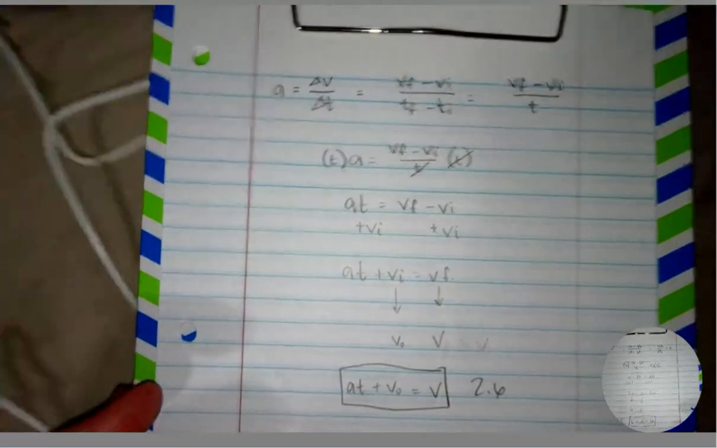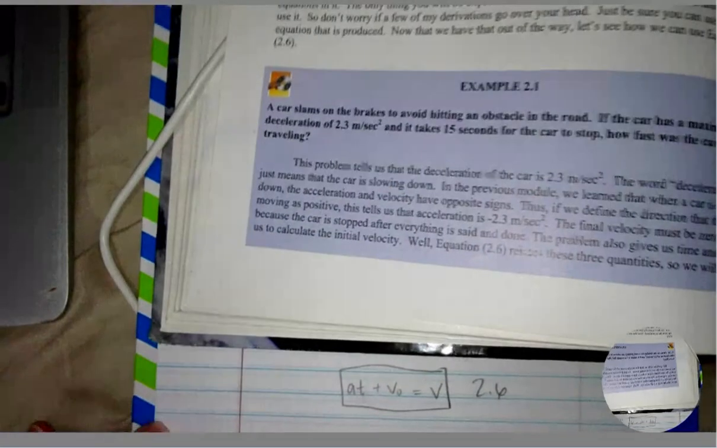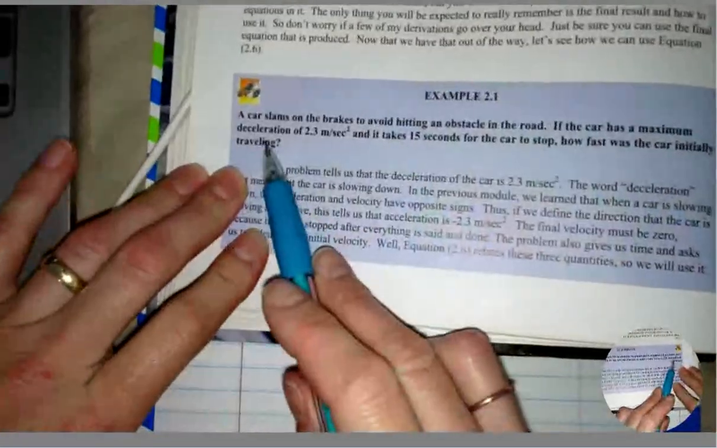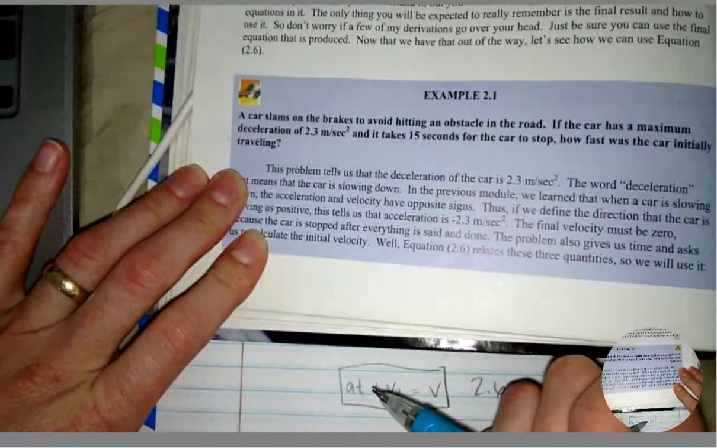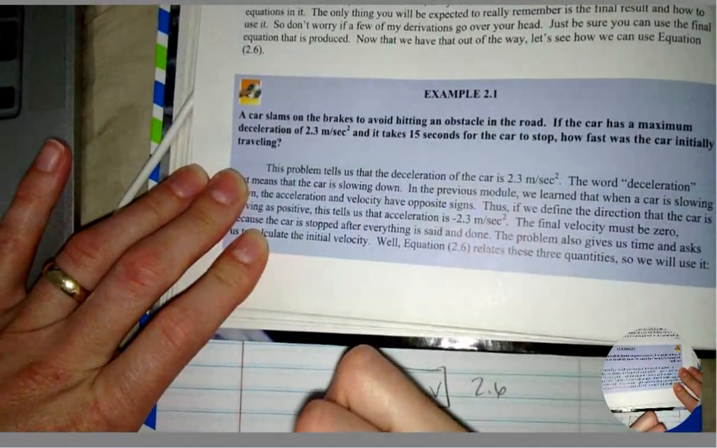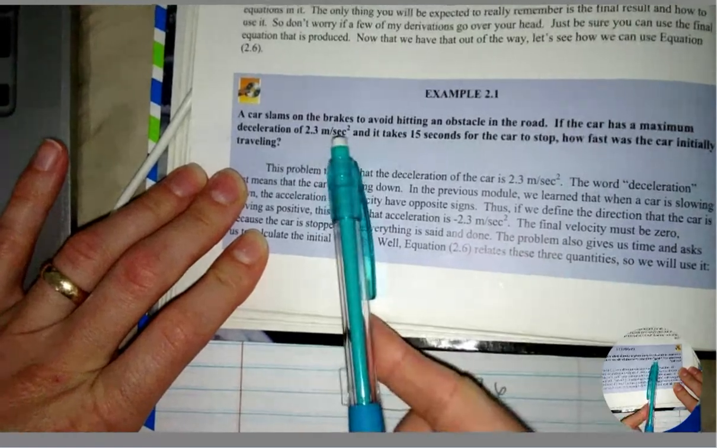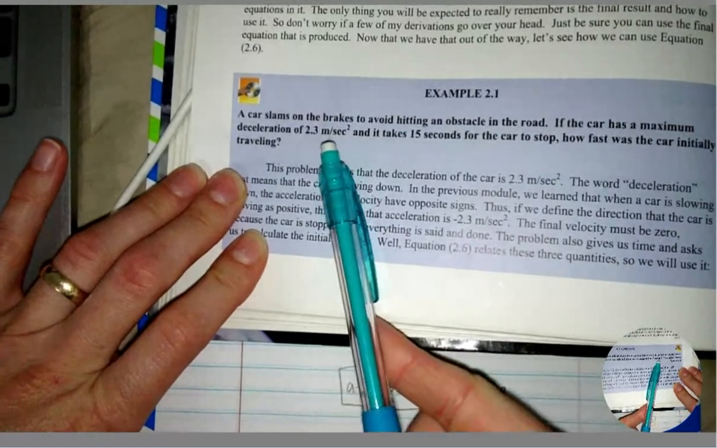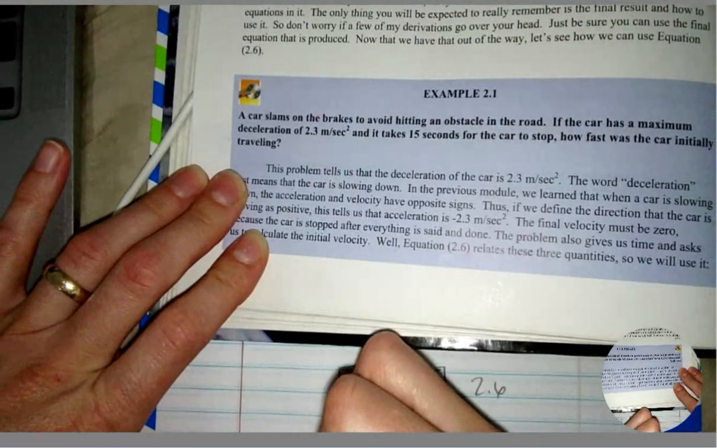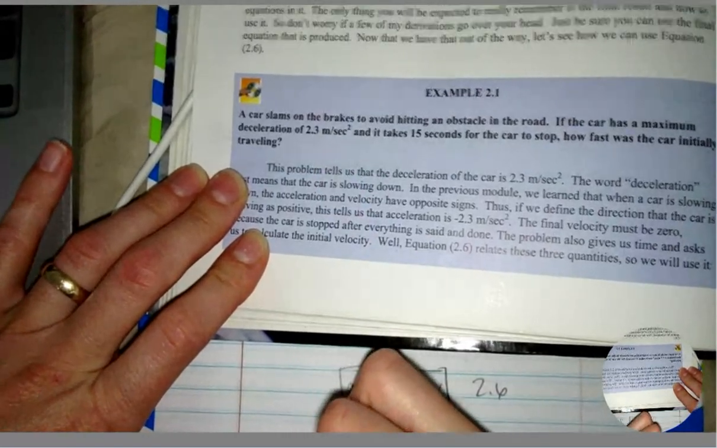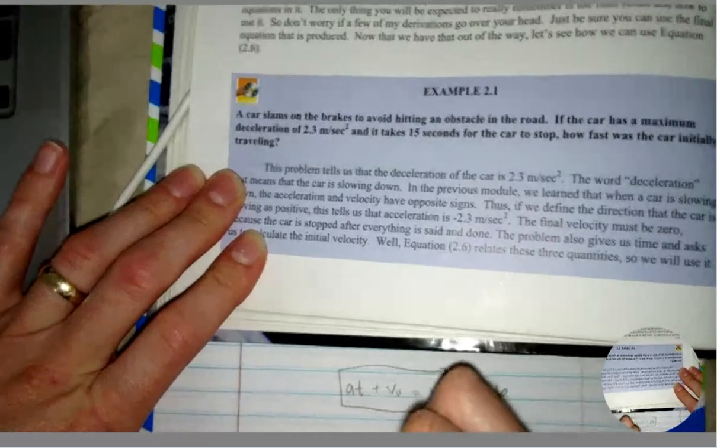Now we can use equation 2.6. You simply plug it into a problem. So here's our equation. Here's our problem. A car slams on the brakes to avoid hitting an obstacle on the road. We're going to presume, we should make assumptions, but when your book says slams on brakes, it means stops. So the car stops. So it was going, now it's stopped. That means v final is equal to 0, right?